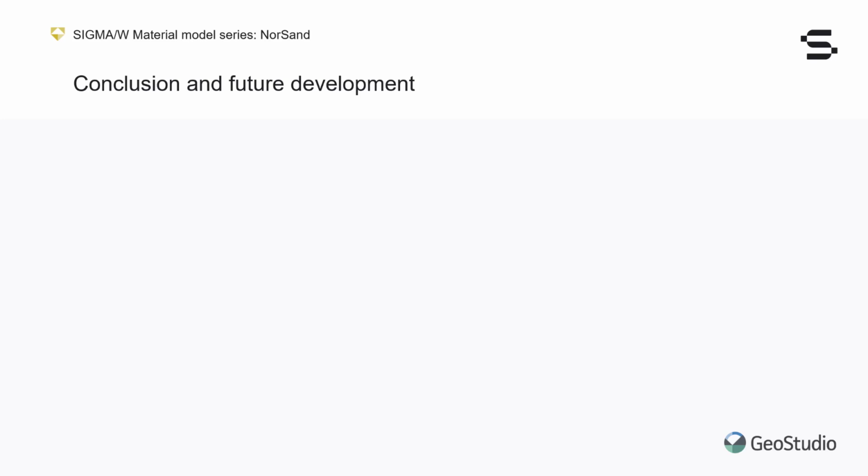That concludes this webinar, part of the Sigma W material model series. Three main topics were covered during this presentation. At first, an introduction to NorSand was presented, where the basics of this soil model were discussed. The various input parameters needed to use NorSand in Sigma W were examined, with a special focus on how most of them can be adjusted using triaxial compression results directly, while some others need simulation results from Sigma W to be properly defined.